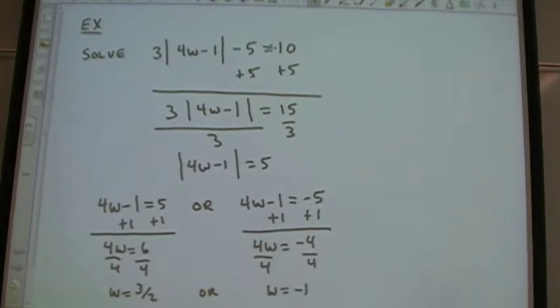Next, solve 3 absolute value of 4w minus 1, minus 5, equals 10.